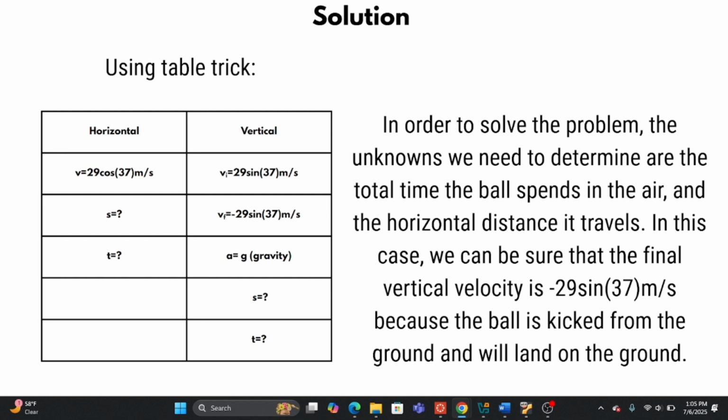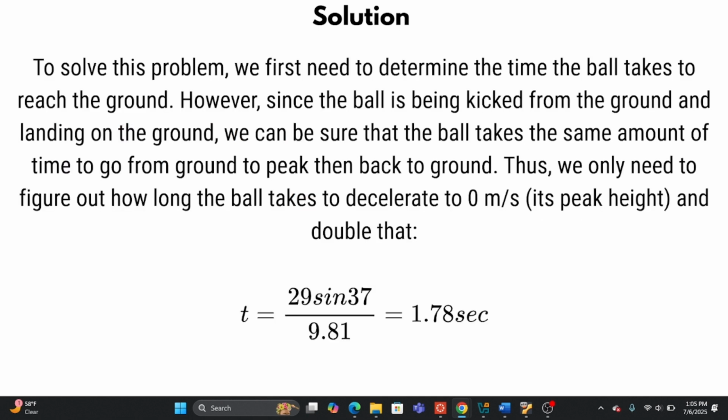And yeah, so to solve this problem, the unknowns we need to figure out are the total time the ball spends in the air and the horizontal distance it travels. So first we need to determine the time the ball takes to reach the ground. We know that the ball is being kicked from the ground and it's going to land on the ground. So, as we talked about earlier, the ball takes the same amount of time to go from ground to peak and then back to ground. Thus, we only need to figure out how long the ball takes to decelerate to 0 meters per second, or in other words, how long it takes to reach the peak height, and then double that.